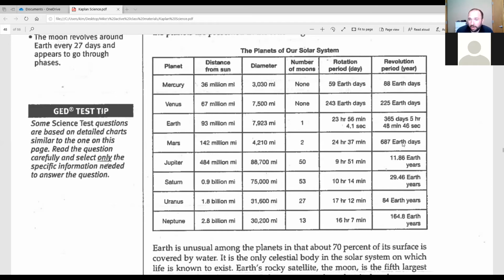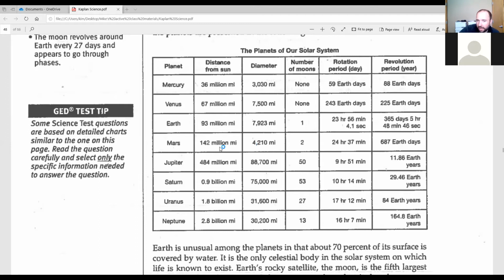So if you look at Earth, let's start with Earth. Earth is 93 million miles from the sun and has a diameter of almost 8,000 miles. It's almost 8,000 miles across, 7,923 miles.